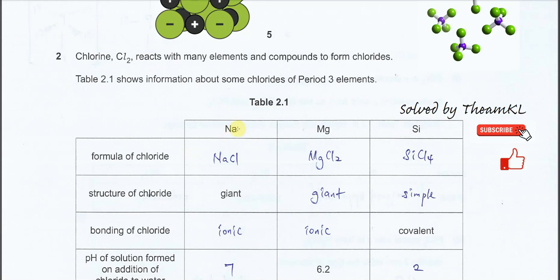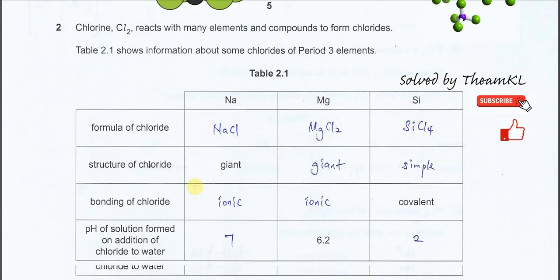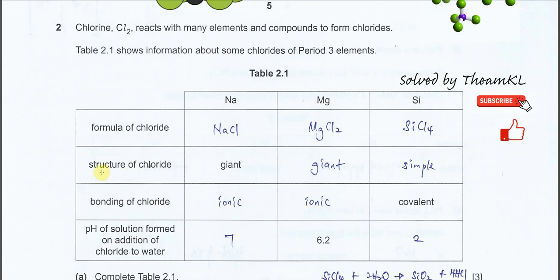So when the sodium reacts with chlorine, it forms sodium chloride. Magnesium with chlorine forms magnesium chloride. Silicon with the chlorine forms silicon tetrachloride. So these 3, they are easy. Now let's move on to the structure.